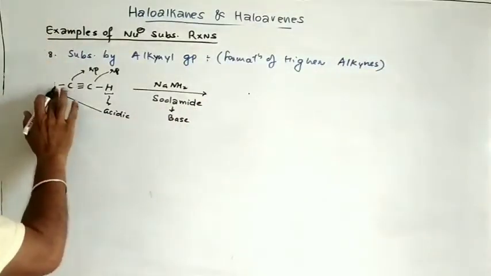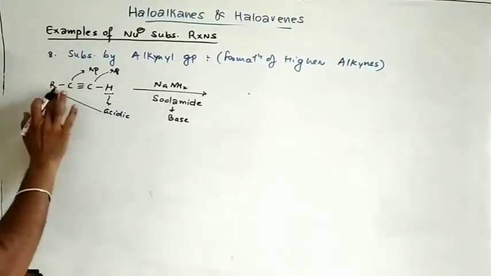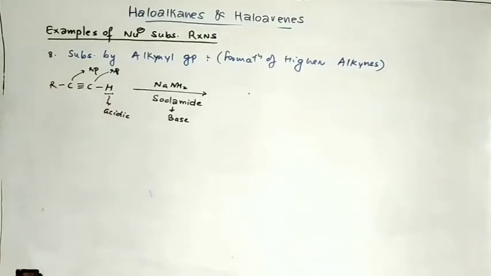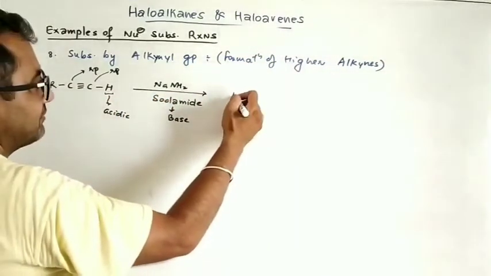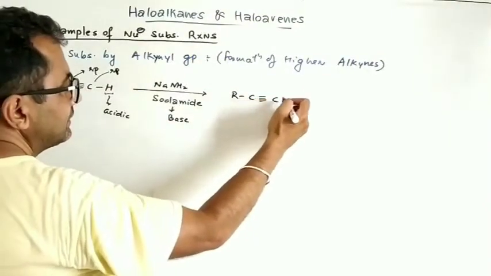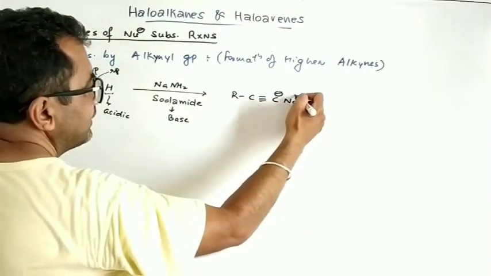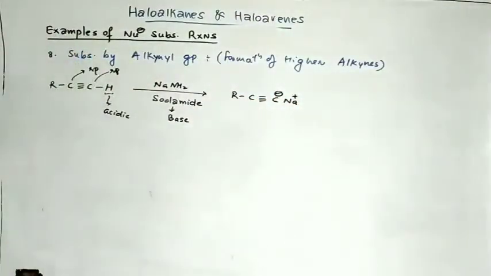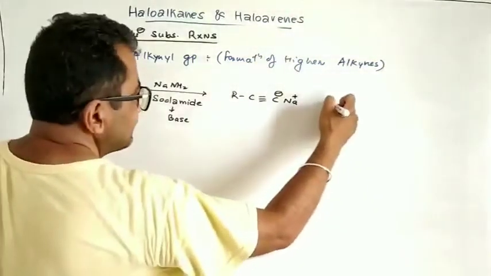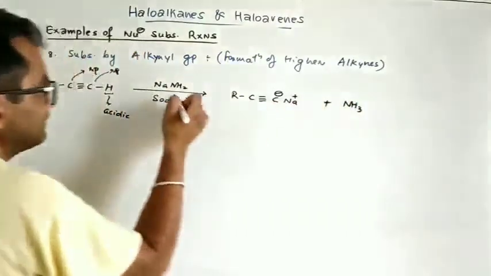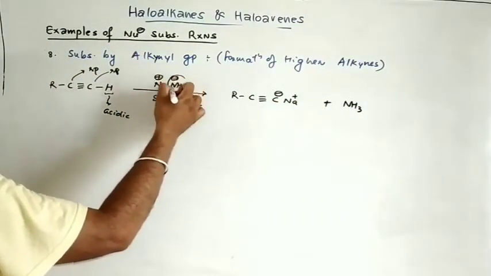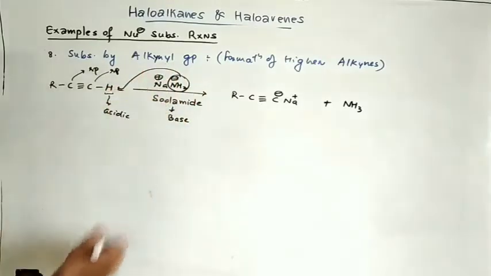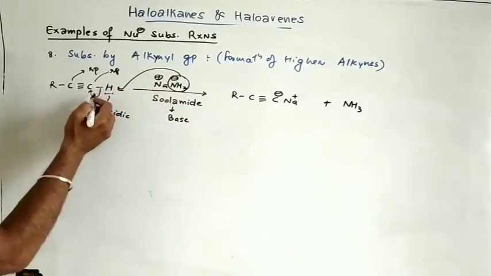If you put here R on one side, there is one acidic hydrogen. So this hydrogen will be abstracted by the base to get R-C triple bond C negative, and Na positive. And ammonia gets removed, because this NH2 part is a base. It will take out this hydrogen and this will shift to nitrogen.